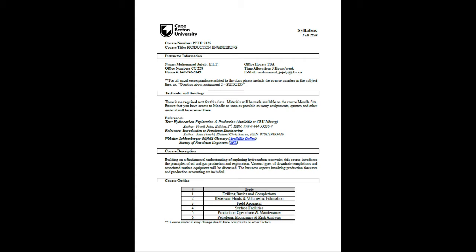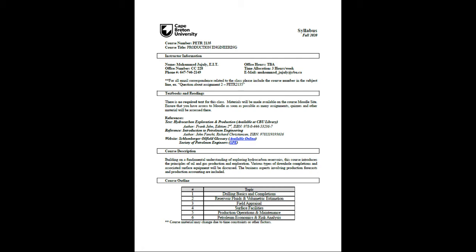And various types of downhole completions, associated with the surface equipment, those would be discussed. And also, as I said, we'll touch a little bit on the risk analysis and petroleum economics too. There is a separate course on petroleum economics, so we'll not go very deep on that, but we'll just give a small review. So the business aspect involving the production forecast would actually be explained in the risk analysis area. You'll see it's pretty fun. It's more data oriented, but it's really fun.